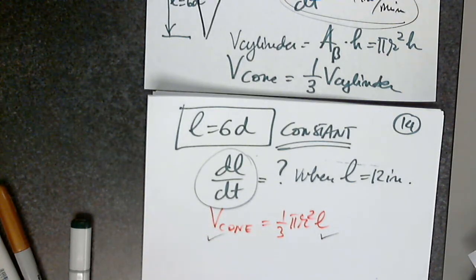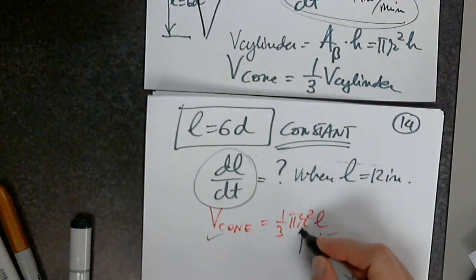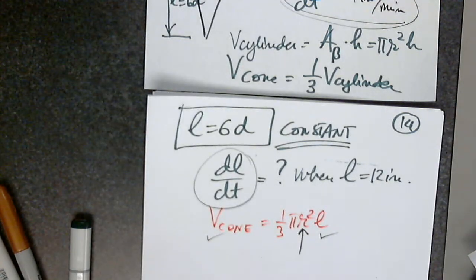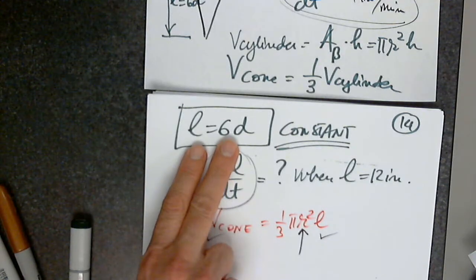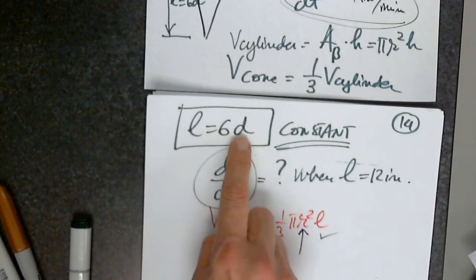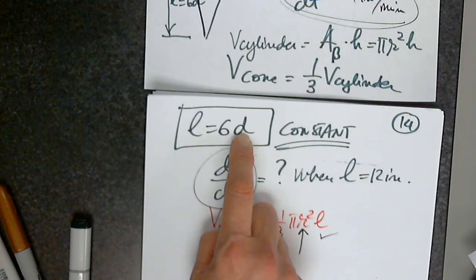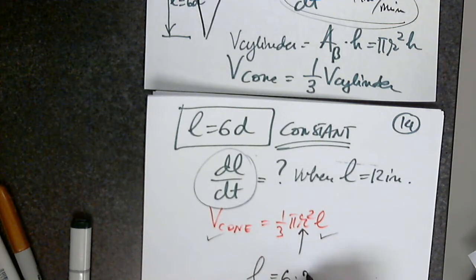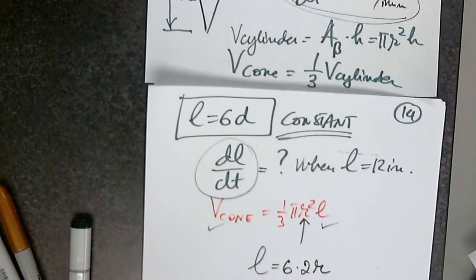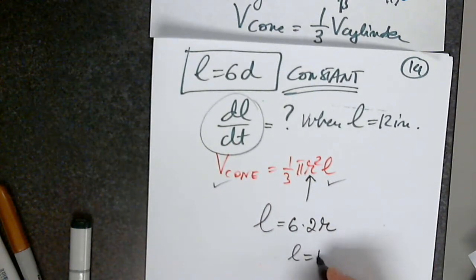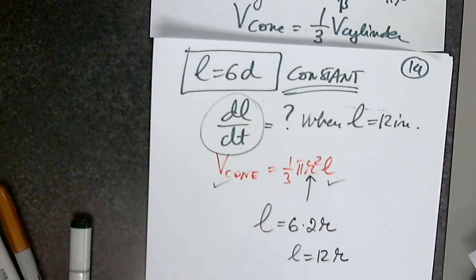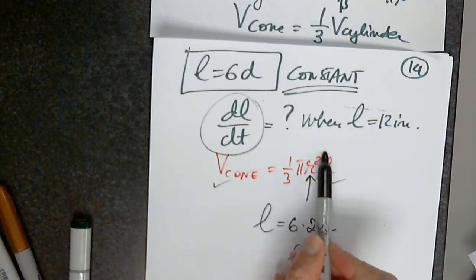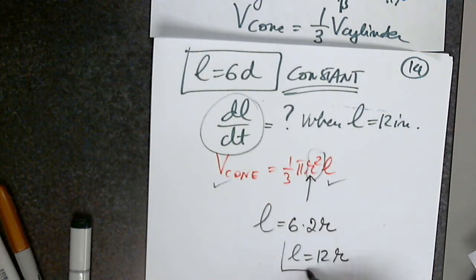Exactly. R is no good, but I have a relationship. What do I know about the diameter? Exactly. So then I know that L equals 6 times 2 times R, or L equals 12R. How do I get rid of this piece, knowing this?